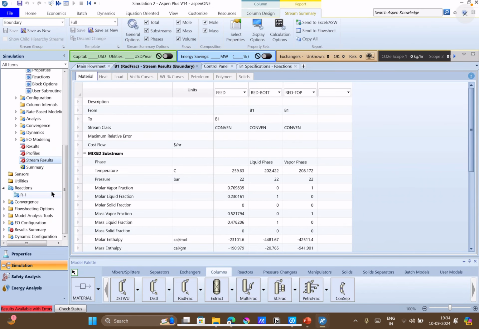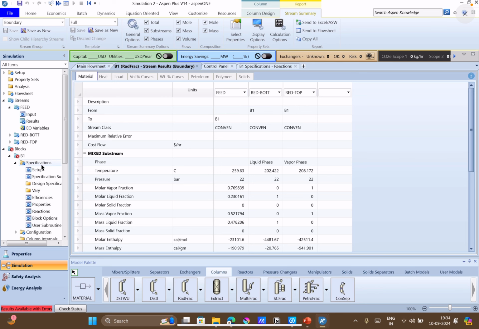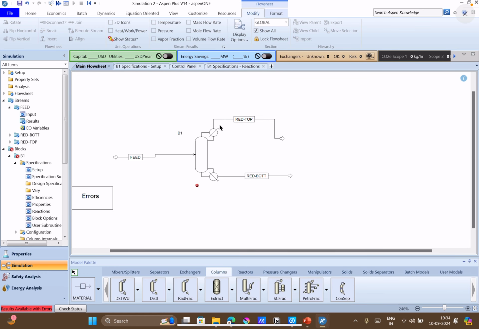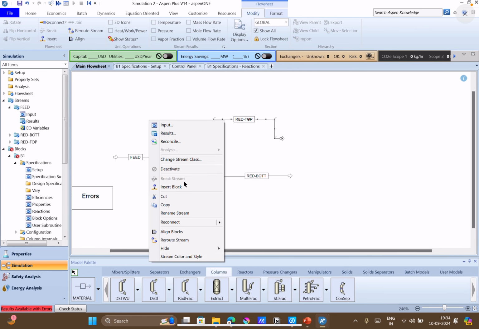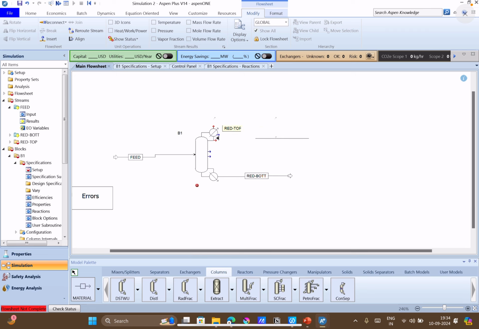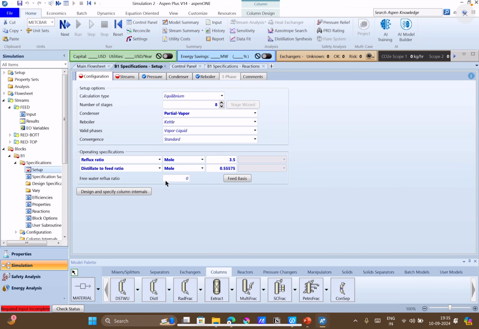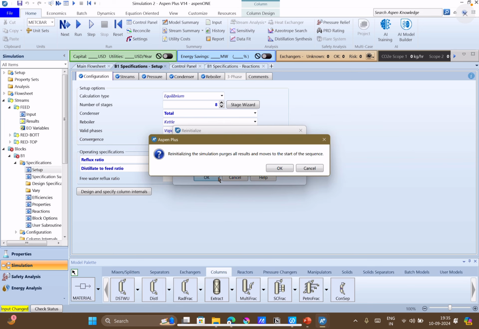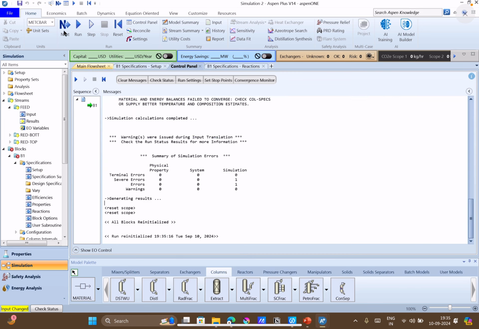Let me change a few conditions here. So instead of, what I did was total condenser. Run.